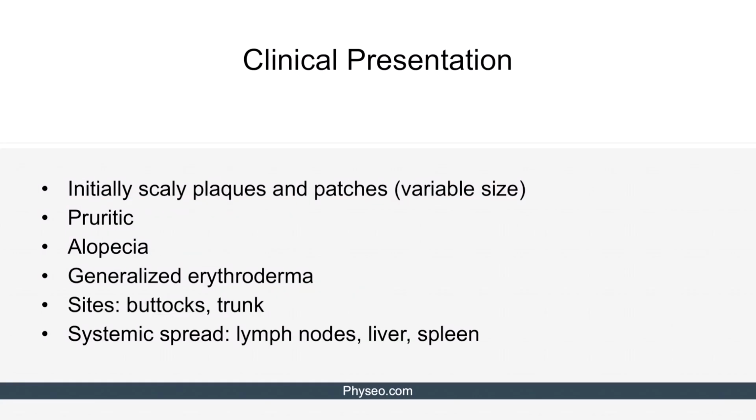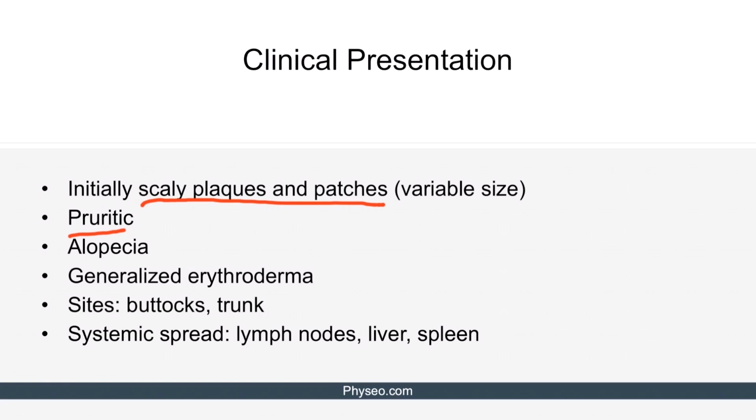Now, patients present with scaly plaques and patches and can be pruritic, and lesions may mimic psoriasis or dermatitis initially. Therefore, a histopathologic examination is required for correct diagnosis in chronic cases. Now, alopecia and generalized erythroderma are some other important features.